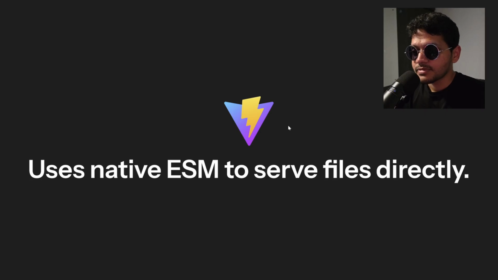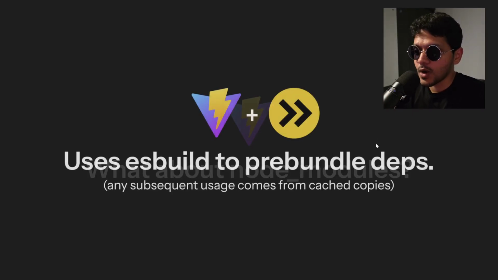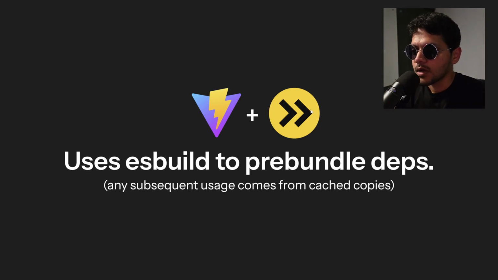The only exception that we are left with is the node modules. So all of the dependencies that we install in a React app or any app, they can be huge, and resolving them file by file would be very, very slow. So what Vite does is it pre-bundles them once using ESBuild. Now ESBuild is super fast because it's written in Go. So once these modules are pre-bundled, they are cached and served instantly.